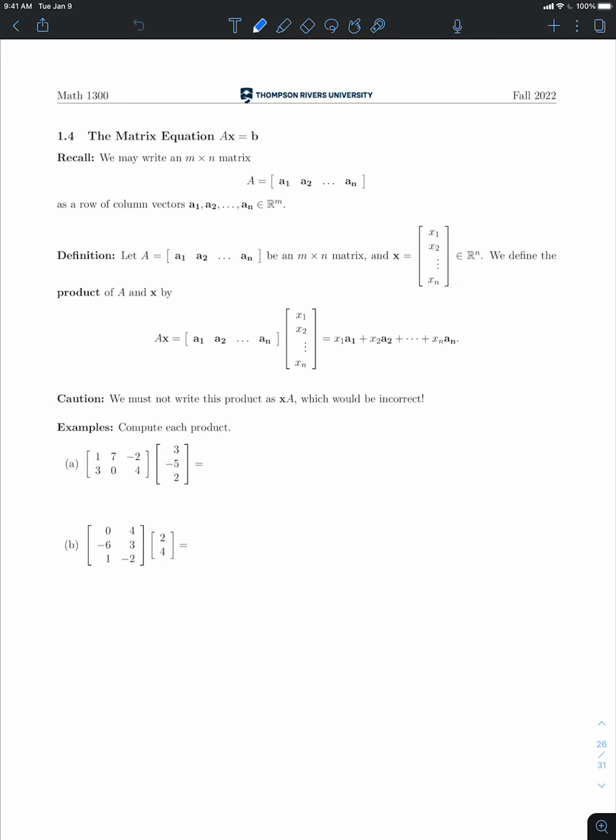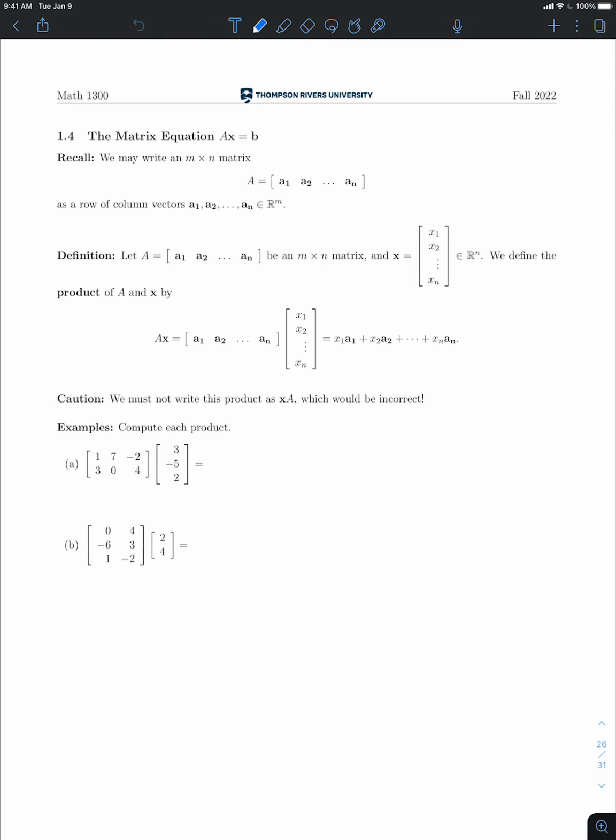Now in this section we're going to take a look at something called the matrix equation. First and foremost, a matrix equation is just an equation that involves matrices. But it's more specific than that. A matrix equation is something that's associated with every linear system.